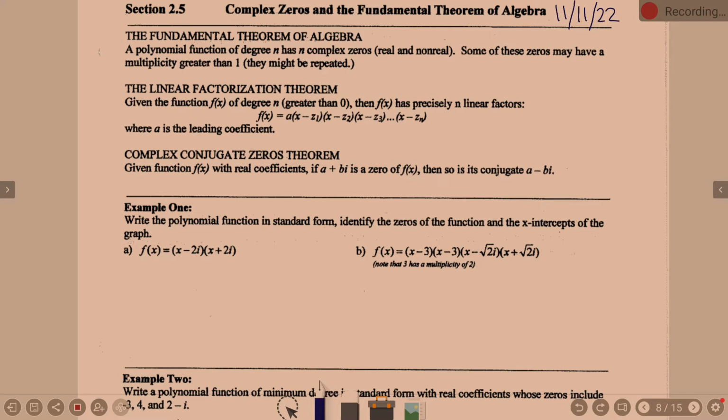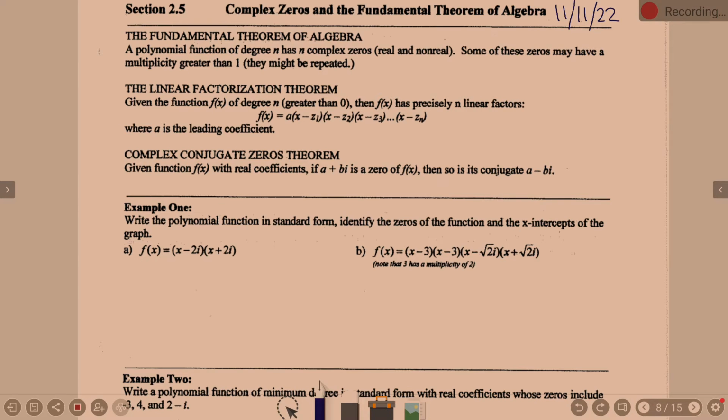Okay. Linear factorization theorem, something we're also going to talk about today. Given the function f of x of degree n, so degree greater than 0, then f of x has precisely n linear factors, where a is the leading coefficient. This is saying that if it's x to the fourth, then there's 4 factors. The key is some of them might result in complex factors. In other words, factors that involve complex zeros.